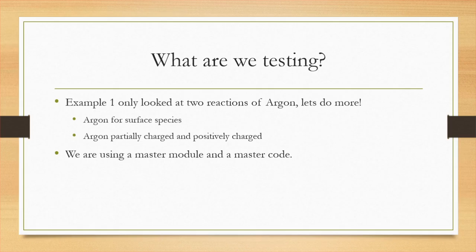So, what are we testing in this case? Well, based off example 1, we only had 2 reactions, and we could complete it. So now we can add some more species. In this case, we are using both gas phase species and the surface absorbed species.